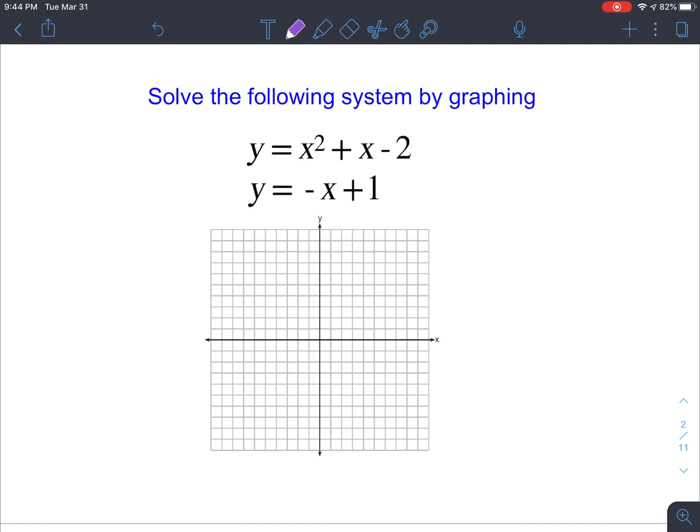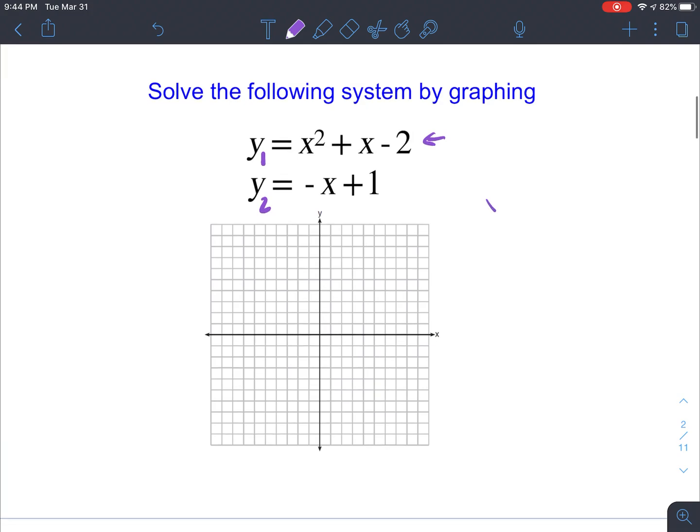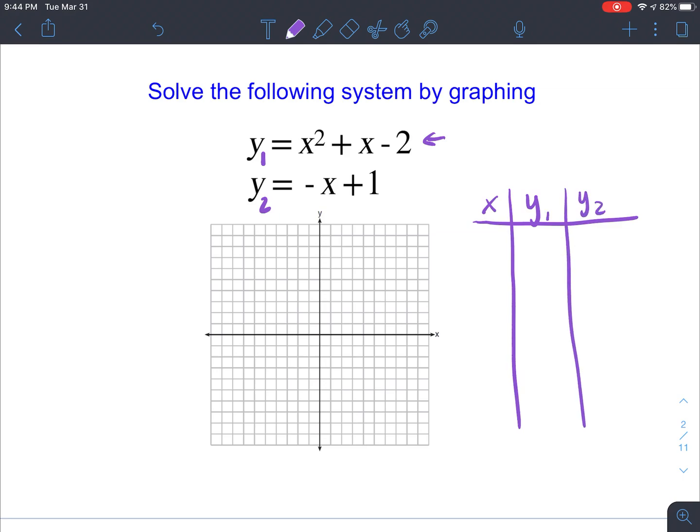So remember, to graph a system of equations, we need to make sure both are on the same coordinate plane, and we want to make sure we include as much information as we need to show our grader what we're doing. So first I'm going to graph this one. Now when you stick it in your calculator, remember this would be y1, this would be y2, and we get our table. This is what we should see.